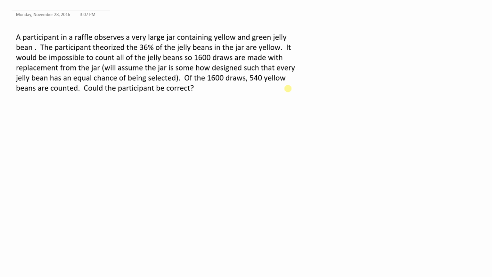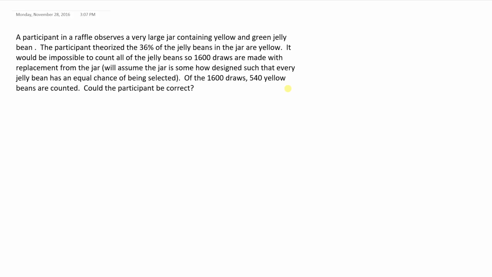In this video, we'll do our first test of significance. So here is the situation, trying to be as realistic as possible: a participant in a raffle observes a very large jar containing yellow and green jelly beans. The participant theorizes that 36% of the jelly beans in the jar are yellow.